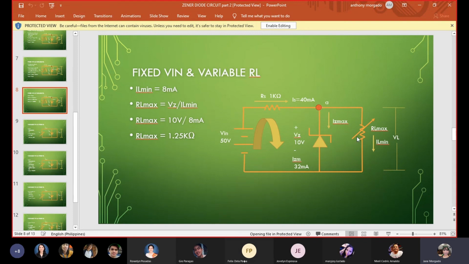Because as you increase the RL here, what happens to IL? It drops. It gets smaller, right? When IL gets smaller, what happens to the current flowing through the Zener? It increases. Because the total of IZ and IL is equal to 40. Of course, if it is harder to pass through RL, it will pass through here. But it has a maximum, only 32 milliamperes. So if you increase RL to more than 1.25K, your Zener will be damaged. Okay.